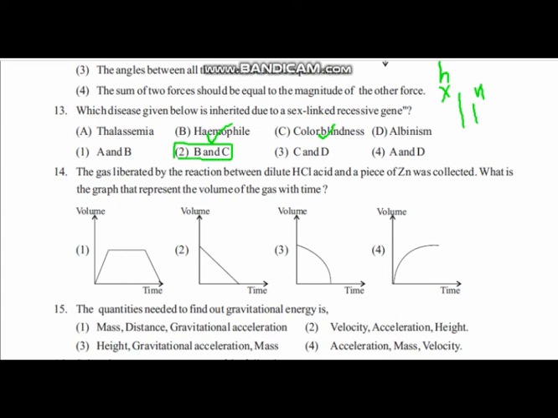Okay, then 14th one. The gas liberated by the reaction between dilute hydrochloric acid and a piece of zinc was collected. What is the graph that represents the volume of gas with time? So with time, the volume of gas will increase since you have pieces of zinc. So zinc chloride plus hydrogen gas. So volume of gas will increase gradually. So we can take the fourth one as the answer.